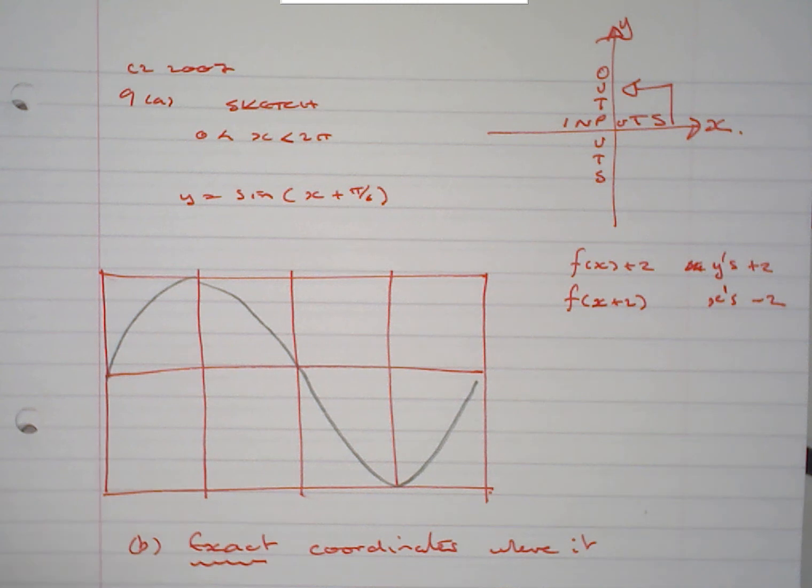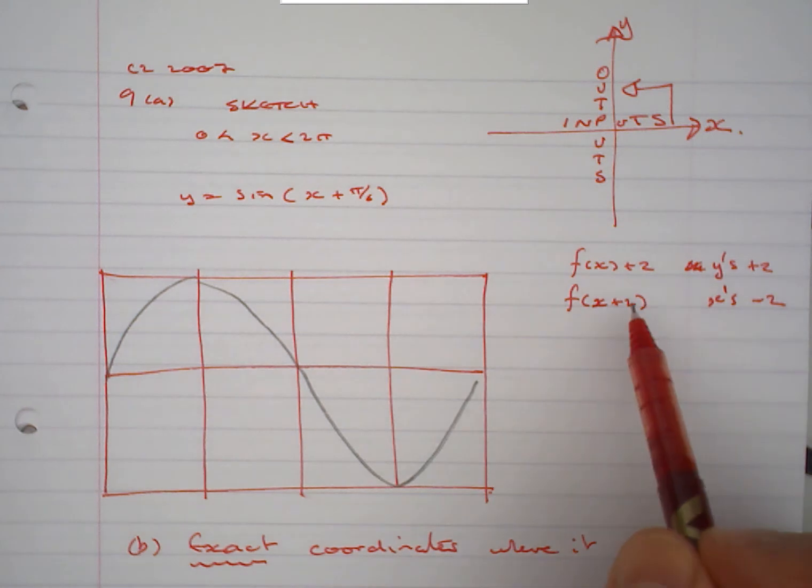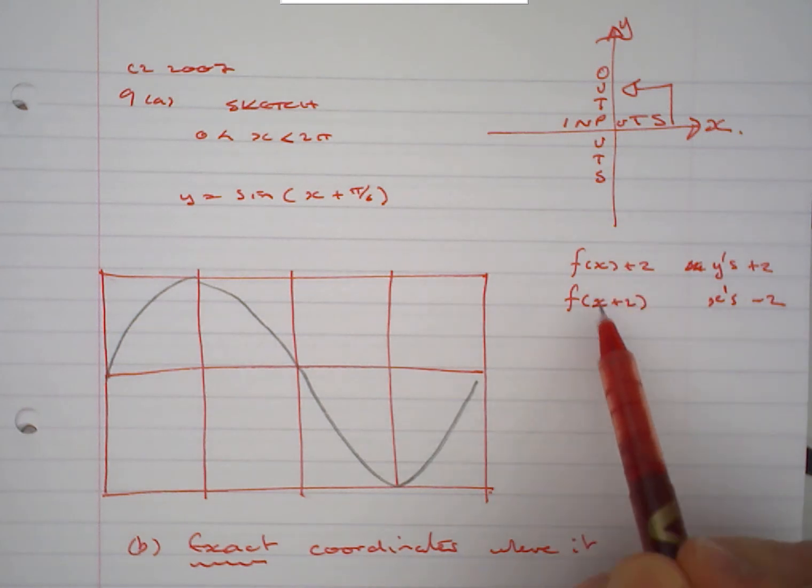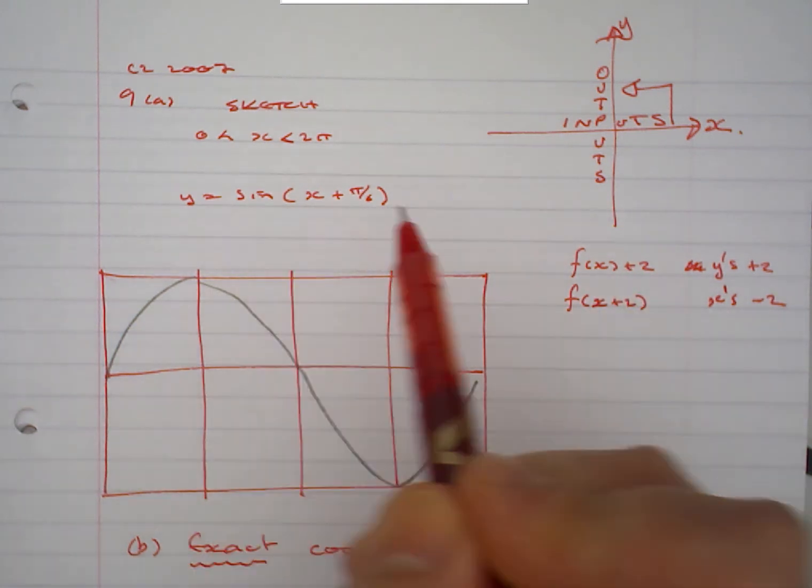Okay, this is a response to an email I got from a Year 12 student to do question 9, 2007, parts A and B. And here what we've really got is a graph, the transformation of a sine graph. We've got a sine graph that's been transformed.